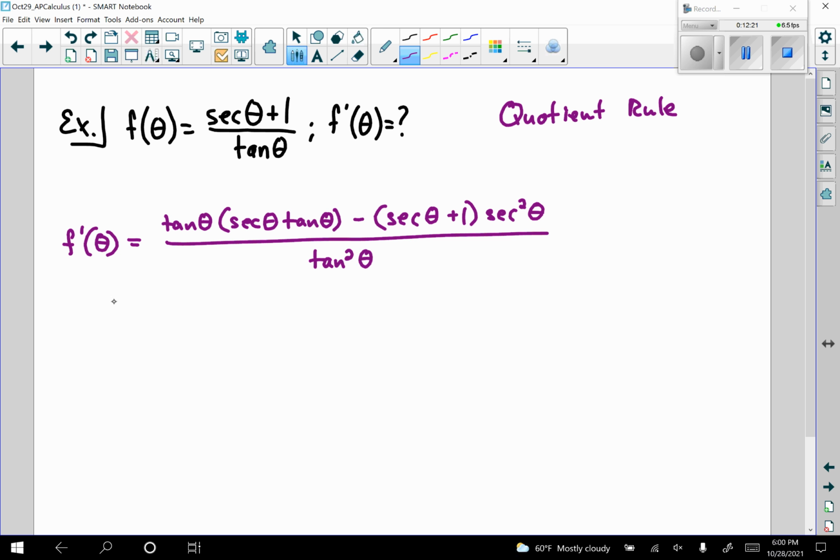Technically, this is it, but we could see where it kind of leads us, see if it simplifies into something a little bit nicer. So I'm going to go ahead and multiply. We'll have secant theta times tangent square theta. I'll distribute the secant square theta, so we'll get minus secant cubed theta minus secant square theta all over tangent square theta. So this is acceptable.